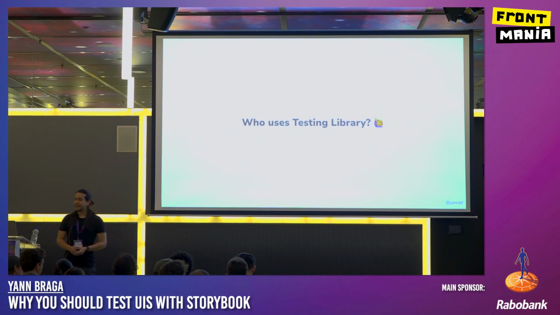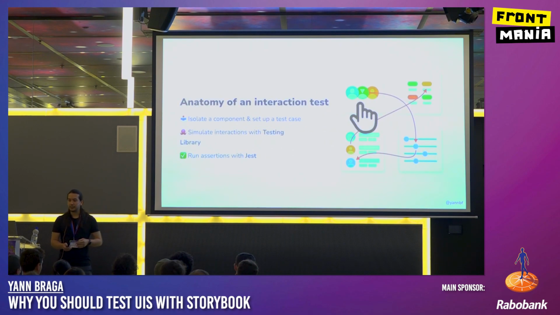Spectator, nice. So when it comes to using Testing Library, when you think about writing a test, actually that also works for other scenarios, but I'm just going to use Testing Library as an example. First of all, you have to isolate your component, and then you set up the test case. Then you need to simulate your interactions. You're probably going to use Testing Library and user event, and then you can run your assertions using Jest. So that's great. It's pretty nice.